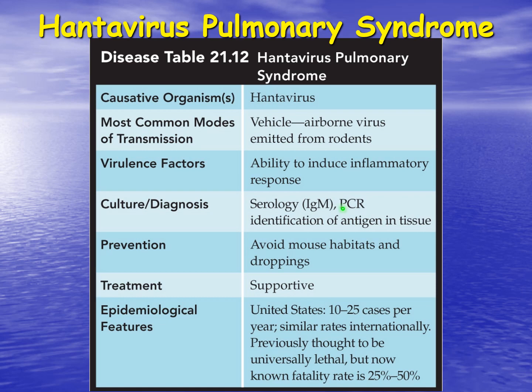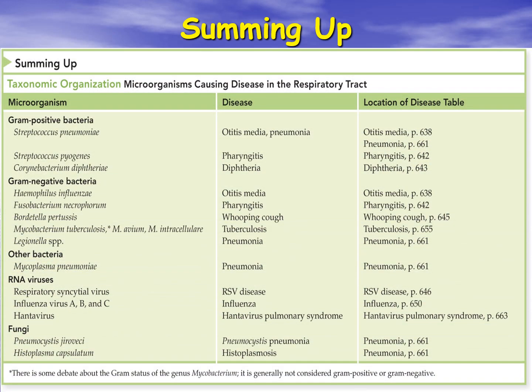So in chapter 21, this just shows again some information about the hantavirus. So, summing up, microorganisms that cause disease in the respiratory tract out of chapter 21. So again, if you want to learn more about these diseases, these page numbers are going to be very close.